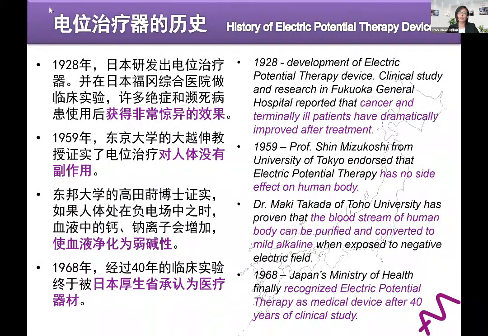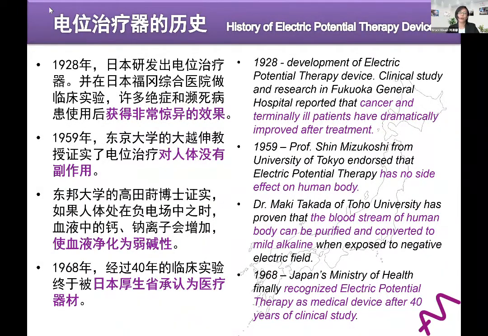Okay, then after that, you mention the doctor's name. If you can, 1959, I really suggest go and learn how to read the Japanese name, Shin Mizukoshi from University of Tokyo. They endorse what? They endorse no side effect on human body. Then look at them, no side effect, because people are afraid of side effect, right?